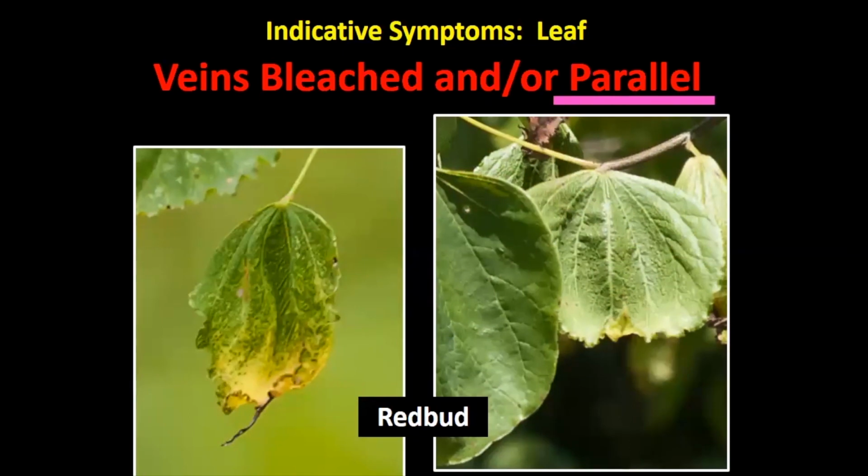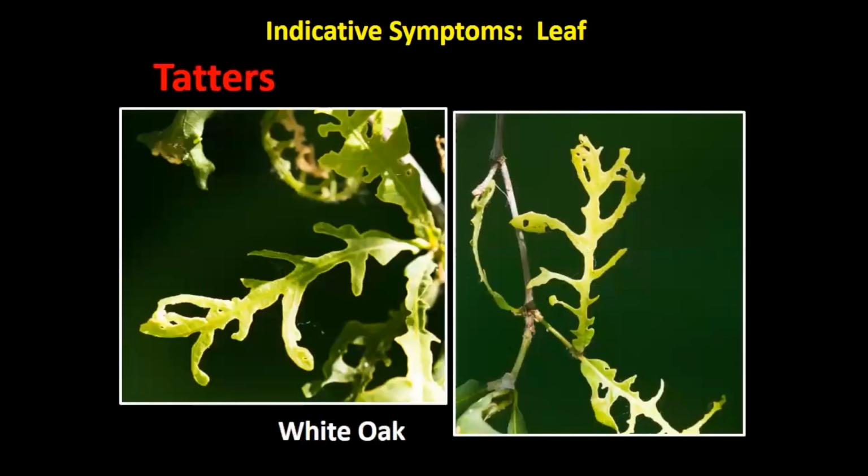And that has to do mostly with how the leaf has developed. So you get these parallel venation. You can also see that on the left slide here, the veins are relatively parallel in this redbud leaf. You can also see that there's also some venal bleaching going on as well in the one on the left. So veins bleached and or parallel.